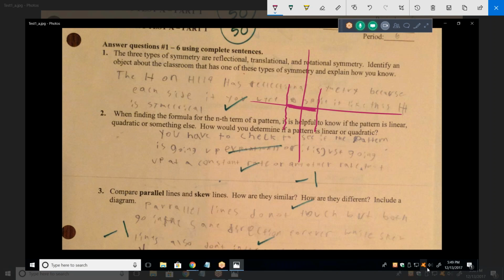Now, identify an object that has translational symmetry. Okay, so for that one, I chose an object with a pattern, like a checkerboard. You could say that's translational symmetry.